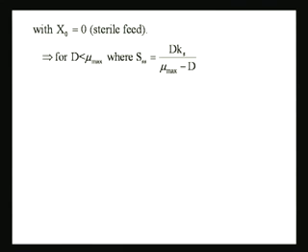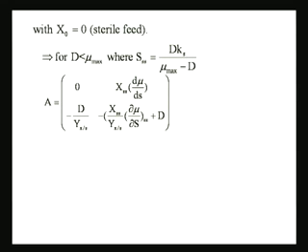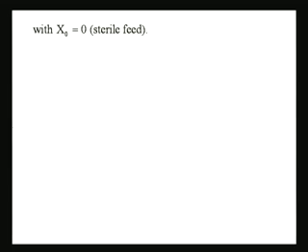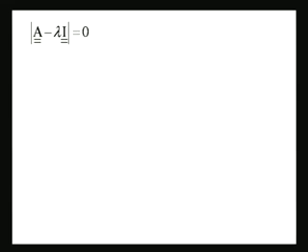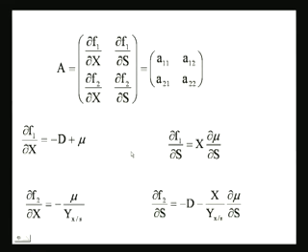Again we are looking in the region of d less than mu max and S naught greater than dKs over mu max plus d. In that region the steady state S that you get is given by dKs over mu max plus d. That is what we got last time. If you go back and put these values into your A matrix, this term becomes 0. Why? Because mu equals d. The rest of them are all non-zero numbers.